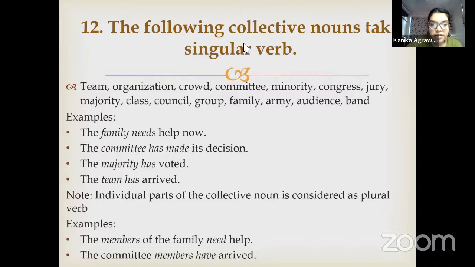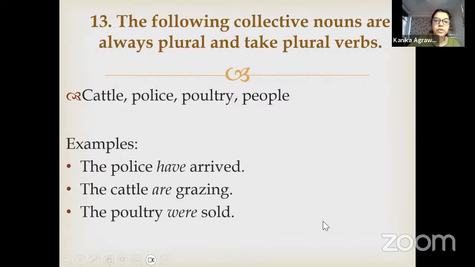Am I clear, Shritika? Reply to me so that I can move on. Okay. So moving on to the next slide.